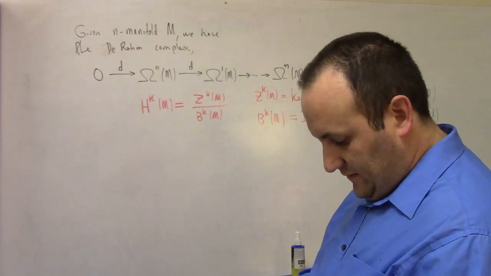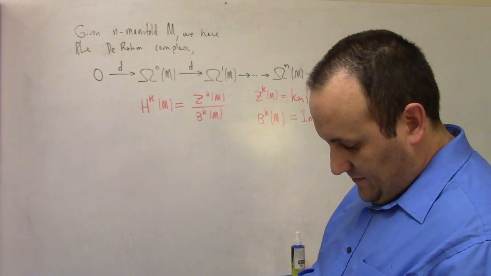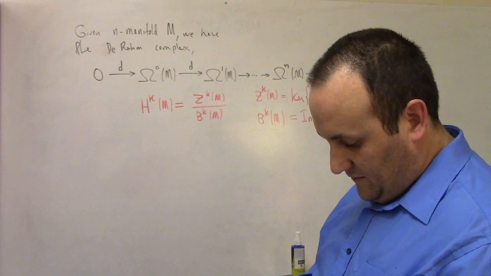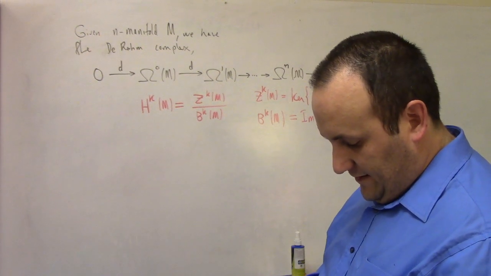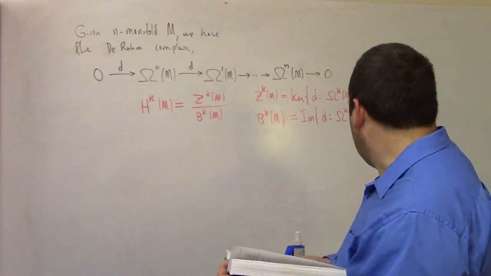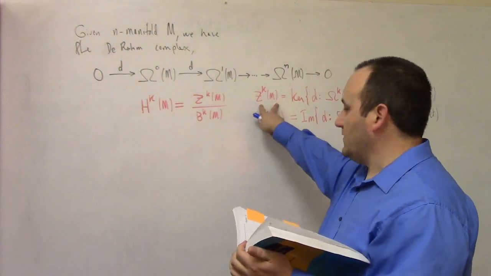Before I get to that, just a little bit more of a blast from the past here, I suppose. Those are closed k-forms, or k-cocycles. Those are exact k-forms, or k-coboundaries. I should say these are also the coboundaries. These are the cocycles.